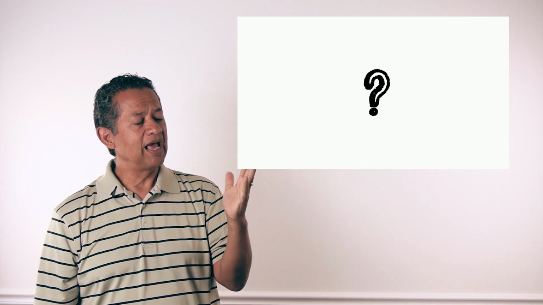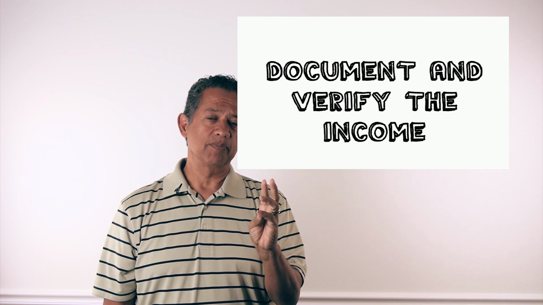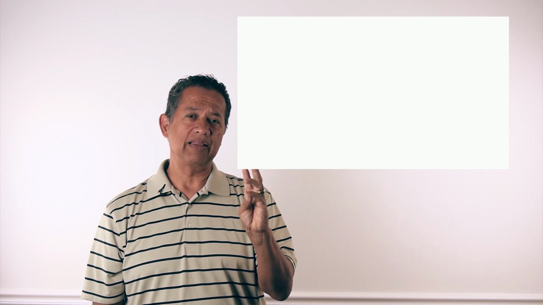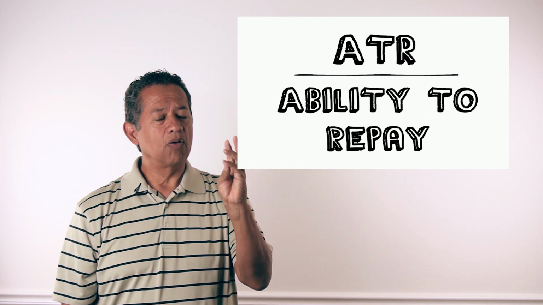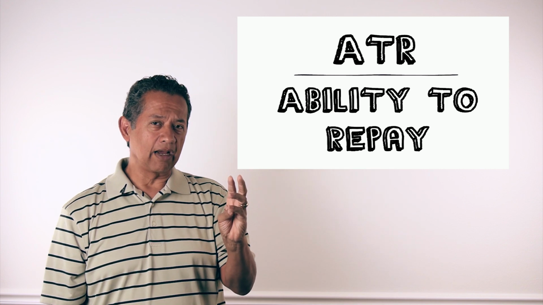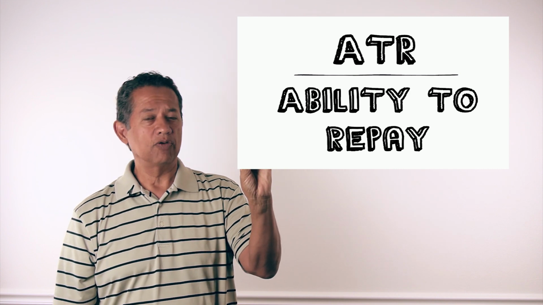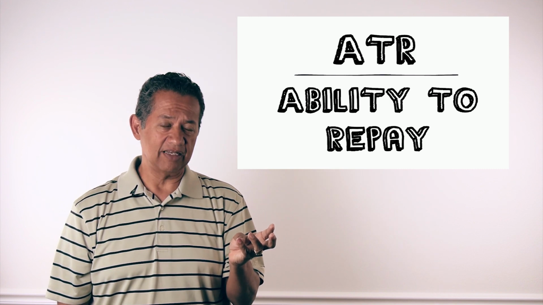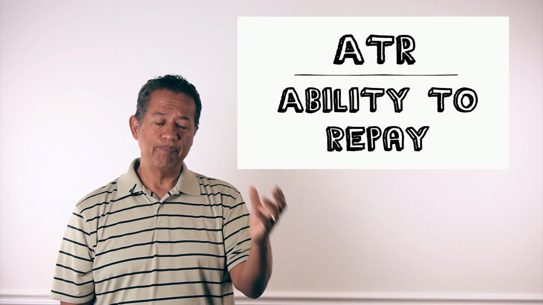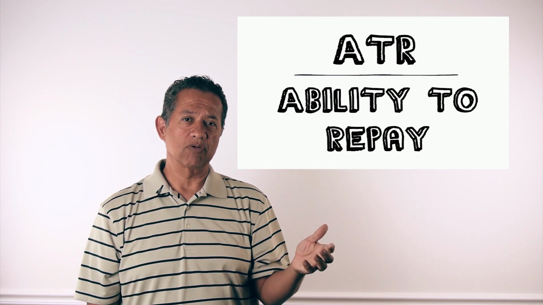And the last thing is, how do we determine that 43% DTI? So first of all, we document and verify the income. You have to document and verify the income and that the borrower has ATR, the ability to repay. So on that documented income, what interest rate are you using to get to a 43% DTI? So you could possibly be using a fixed interest rate. So you have the income, you have the debts, and then your final or back-end DTI is 43% or less.